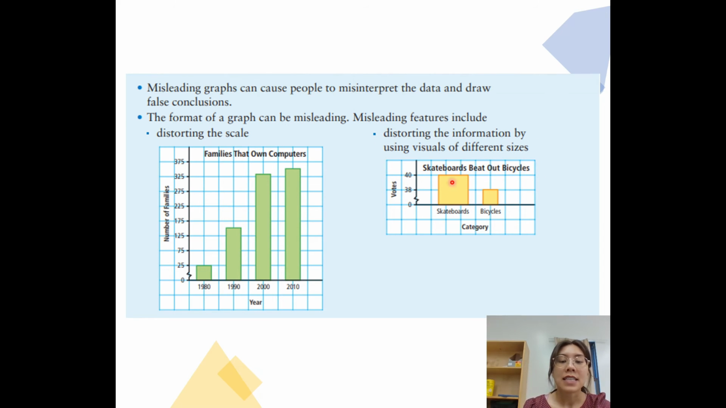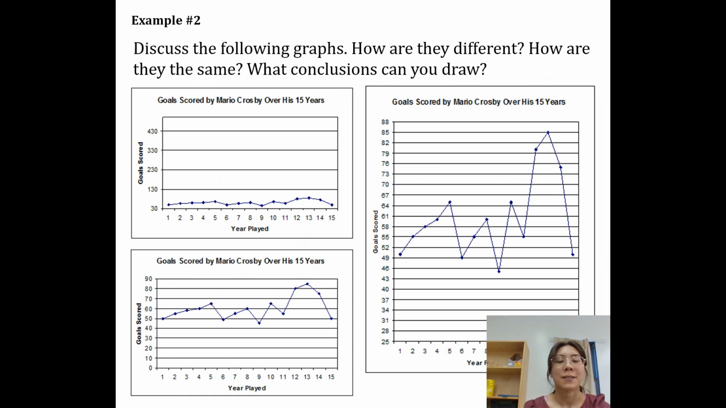We see here that skateboards have 40 votes, whereas bicycles have 38 votes. That's only a difference of 2 votes. However, the bar for skateboards, because it is wider, it's a little bigger, it seems like so many more people voted for skateboards compared to bicycles. So be careful with distorting information by using visuals. And in a moment, I'll show you some examples of what I mean by that.